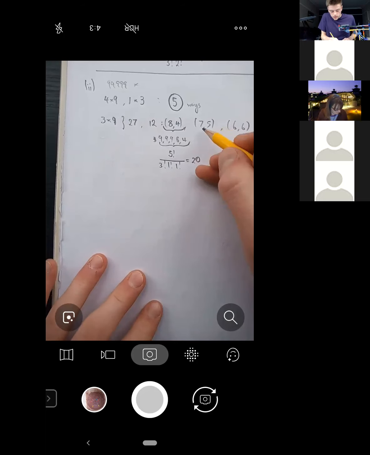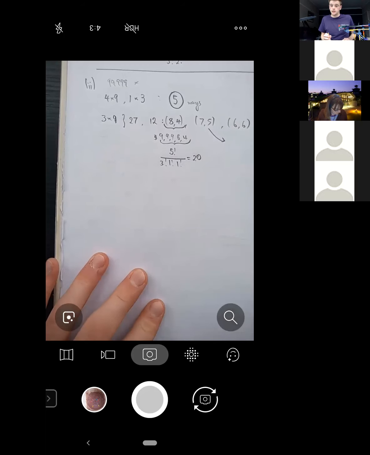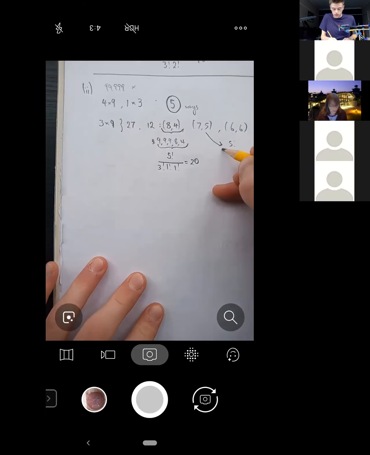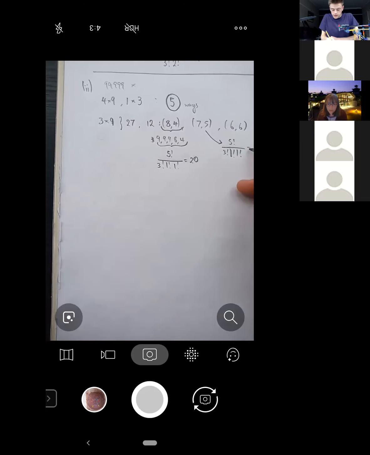Then the 7 and 5 case is going to be exactly the same, isn't it? It's going to be 5 factorial over 3 factorial, 1 factorial, 1 factorial. And again, that's 20.